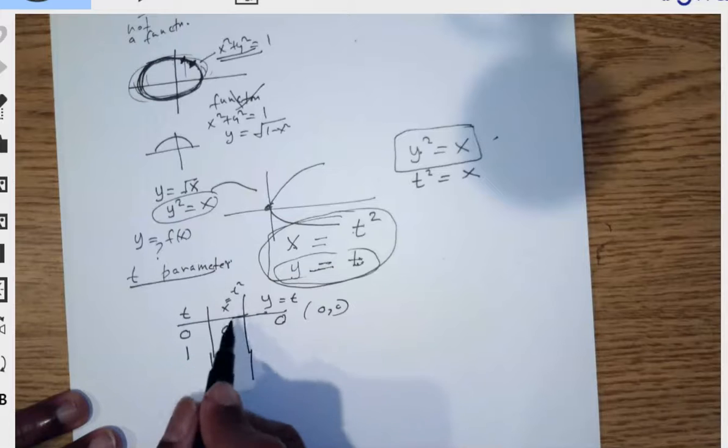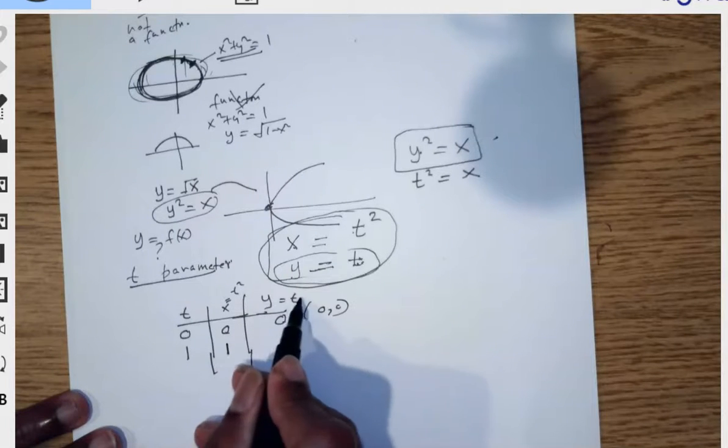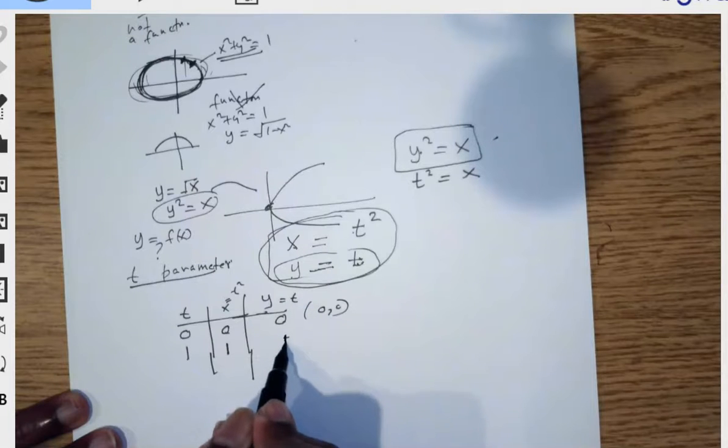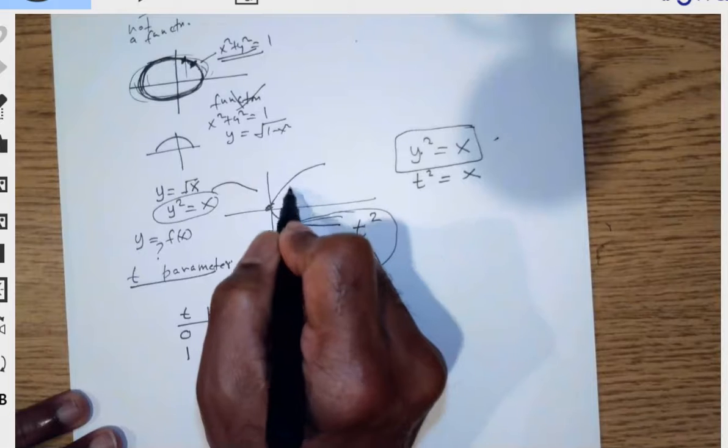If t equals 1, x equals t squared, so x equals 1 squared, which is 1. And y equals t, which is also 1. So you get another point, (1, 1), which is also here.